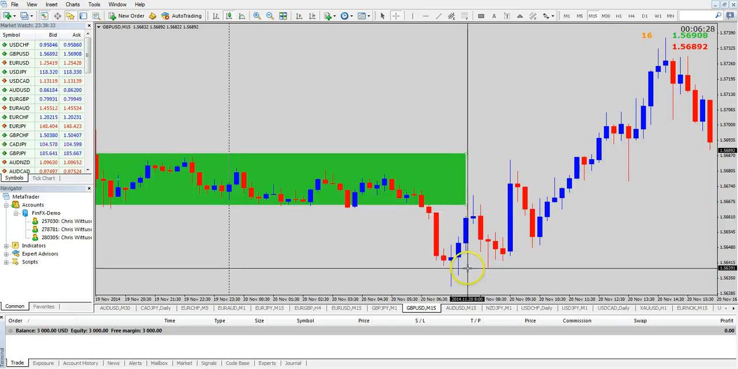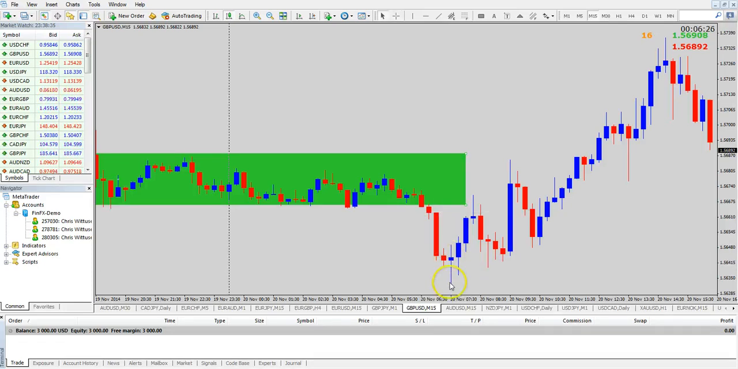Why would you get out here? Because this candle had a huge wick and closed as a reversal candle, meaning you had a downtrend, then you got a huge wick and a reversal candle. A reversal candle is the opposite color. That means, whoops, we ran out of strength. What will happen? Probably the opposite move, and it did.